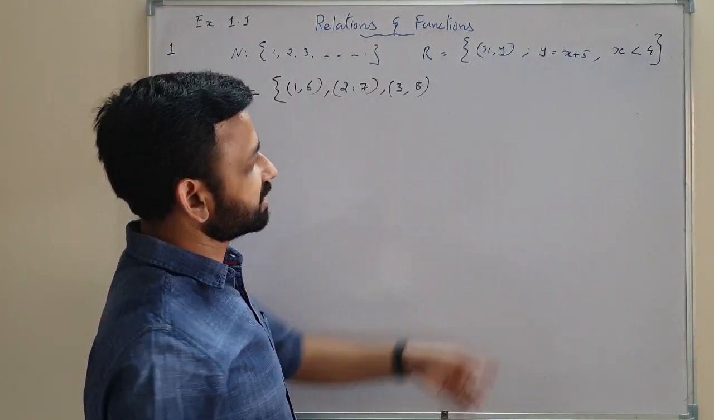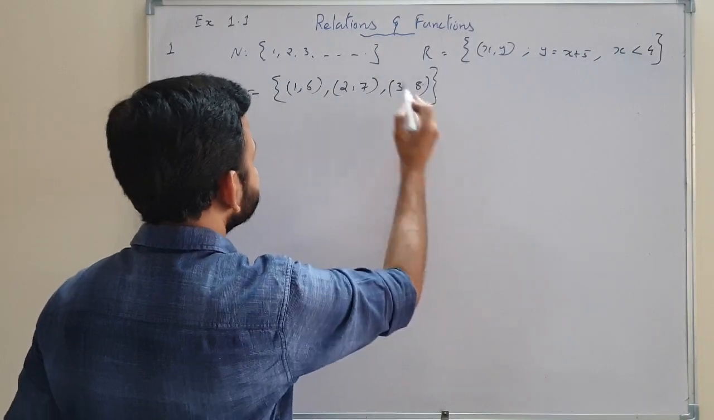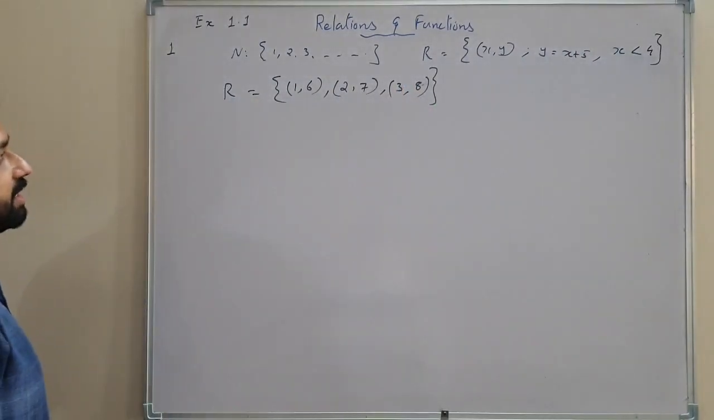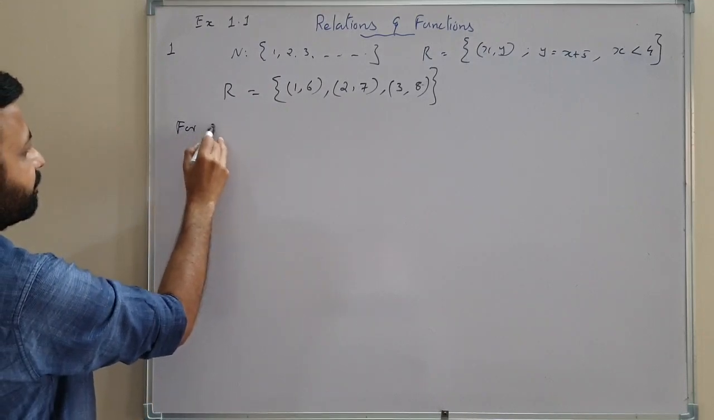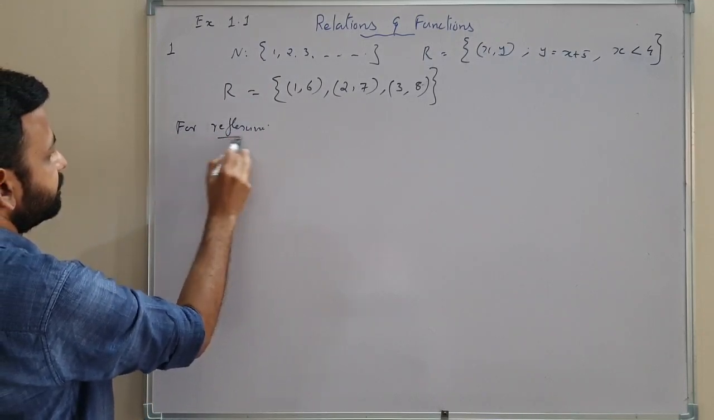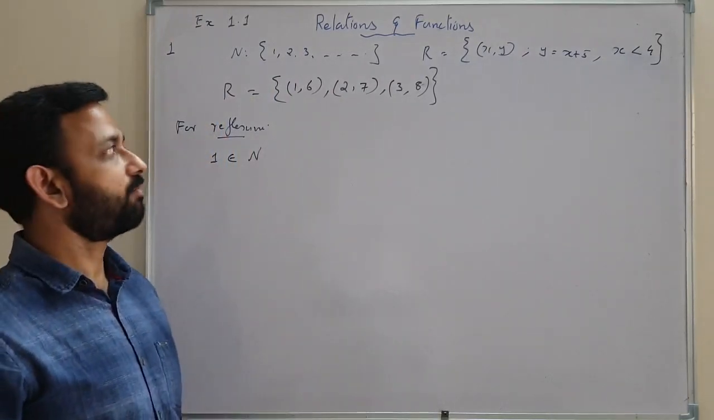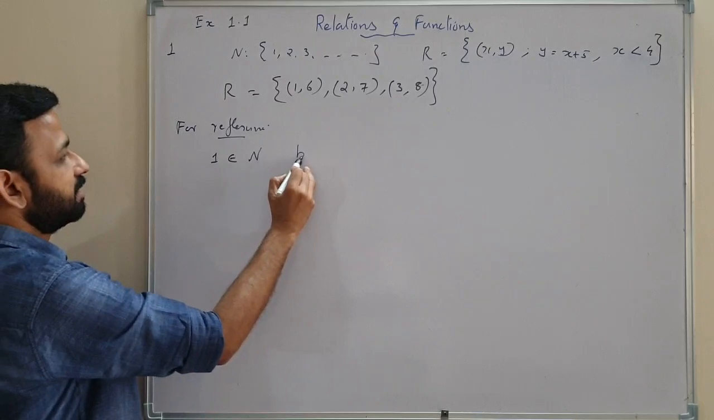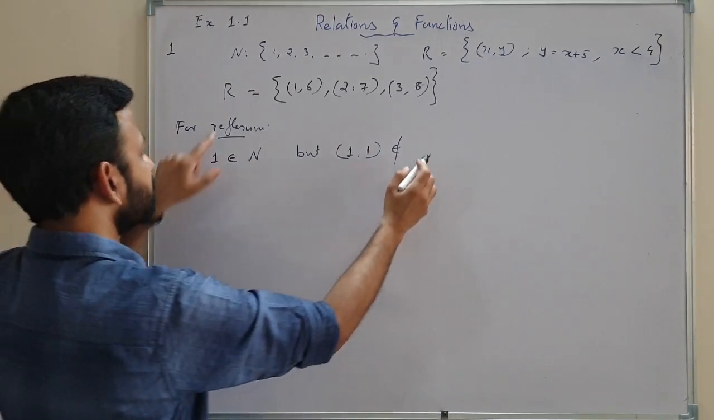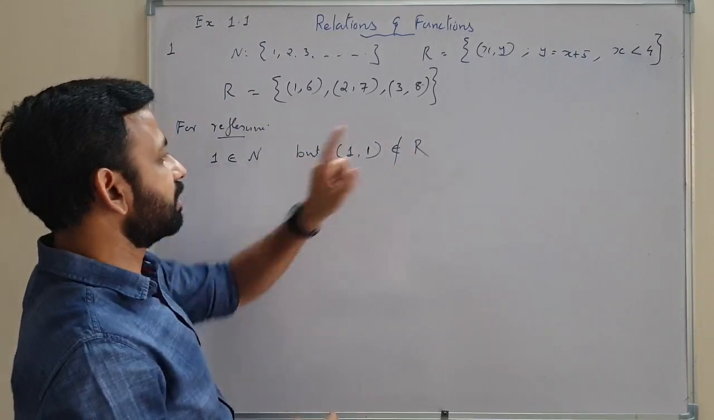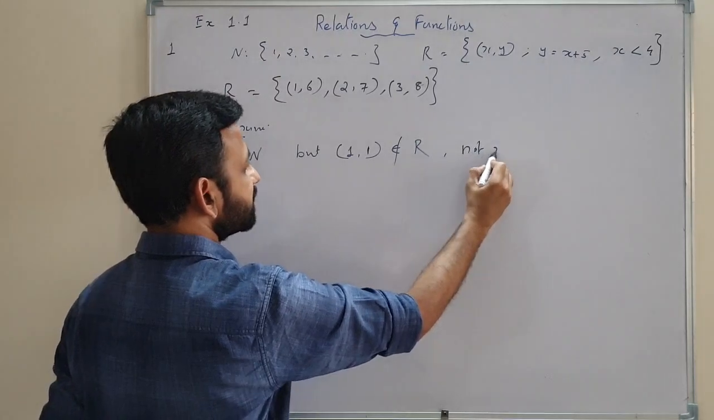Then x cannot be 4 because x is less than 4. So this is the relation. Now we have to check whether it is reflexive, symmetric and transitive. For reflexive, 1 belongs to set of natural numbers, but ordered pair (1, 1) does not belong to R. (1, 1) is not there, so it is not reflexive.